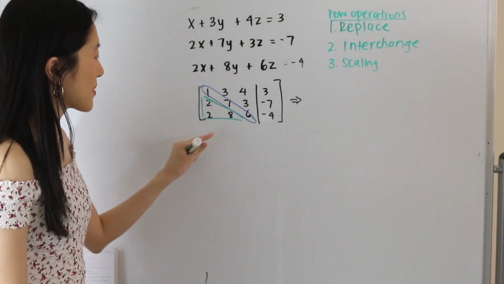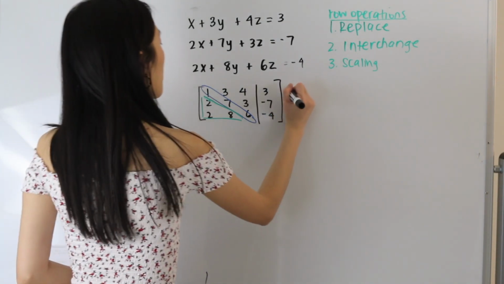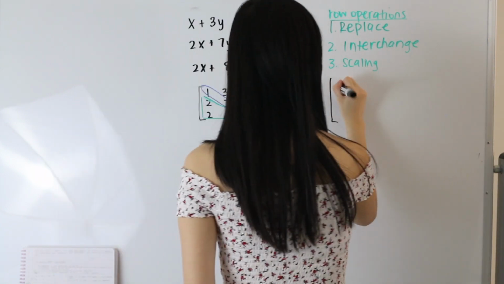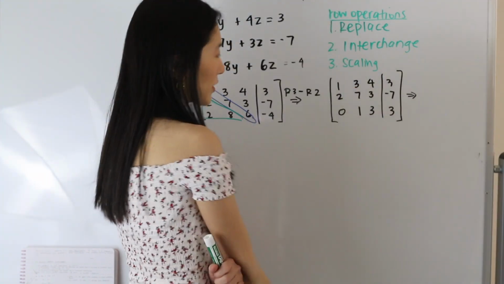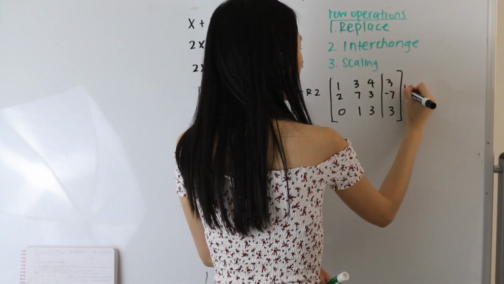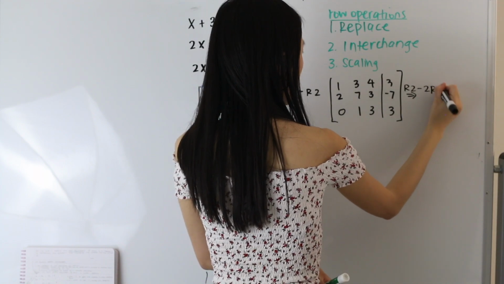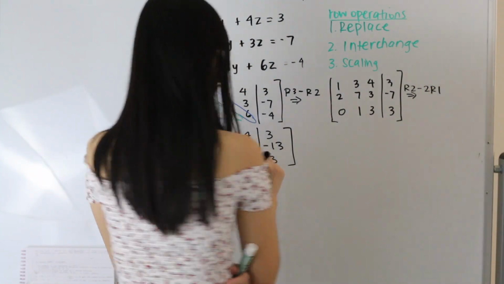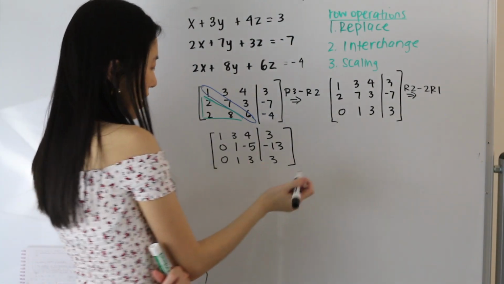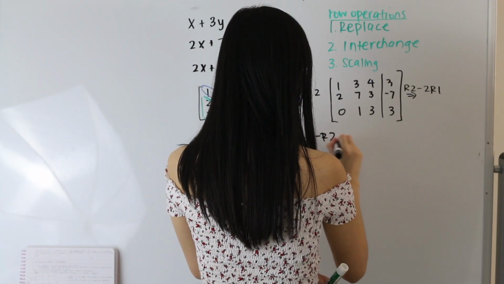So here let's start off by subtracting the third row with the second row. So row 3 minus row 2. Next thing we're going to want to do is get rid of this 2 here, so we can do that by subtracting row 2 by 2 times row 1. So from here, we're going to want to get rid of this 1 here. So let's go ahead and do row 3 minus row 2.